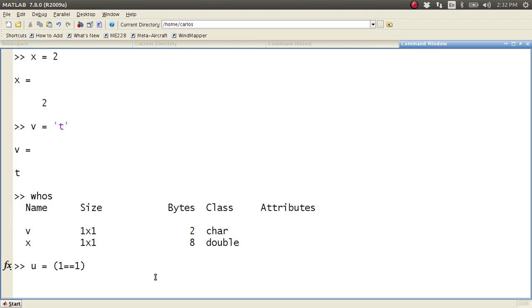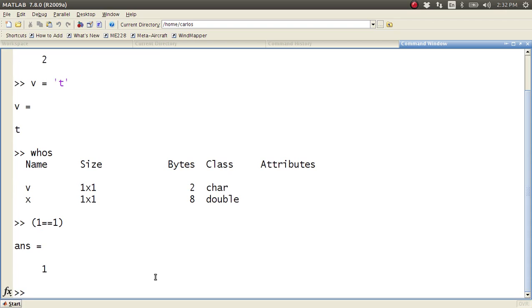notice that this part here is in parentheses and there is a double equal sign. Then there is a single equal sign. So let's break this down. If I just type this in, what MATLAB is going to do is it's going to say, does 1 equal 1? And the answer is yes, it does.